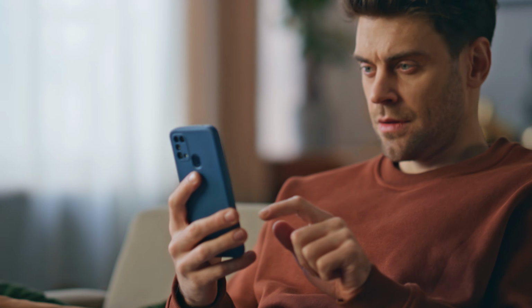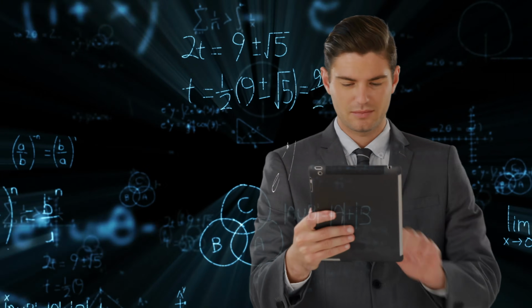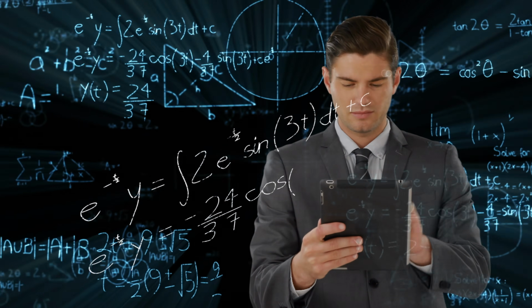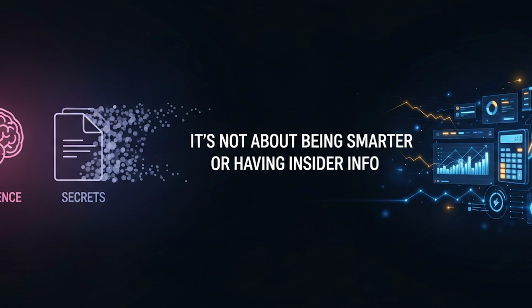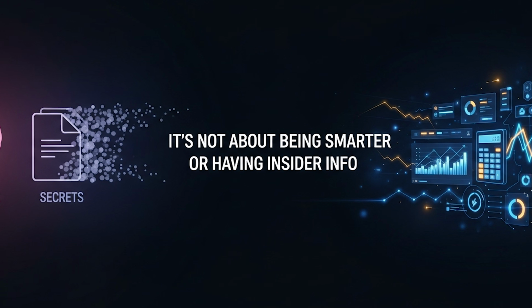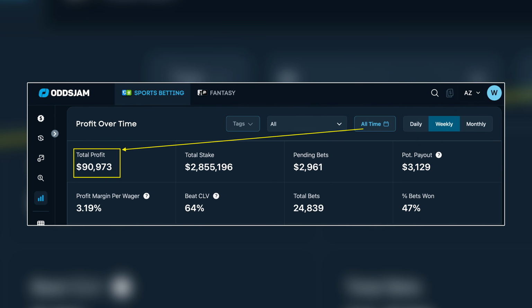You've probably been betting the same way like everybody else does, looking at the odds, picking a side, and hoping for the best. But while you're guessing, professional bettors are using mathematical tools that guarantee that they have an edge on every single bet that they place. It's not about being smarter or having inside information. It's about using the same calculators that have helped me earn over $90,000 in profits.